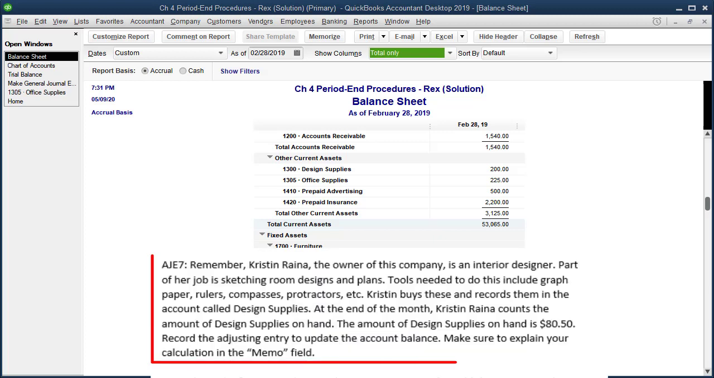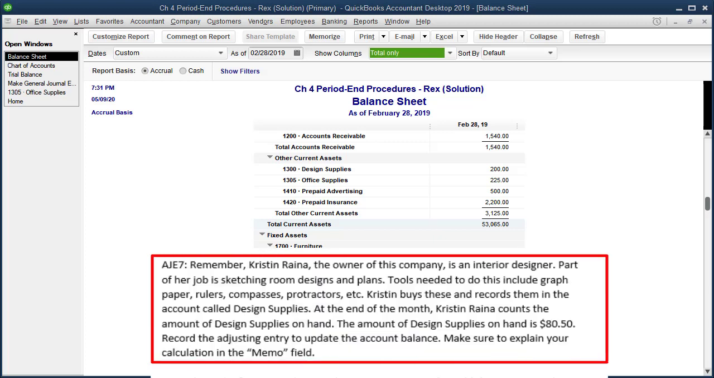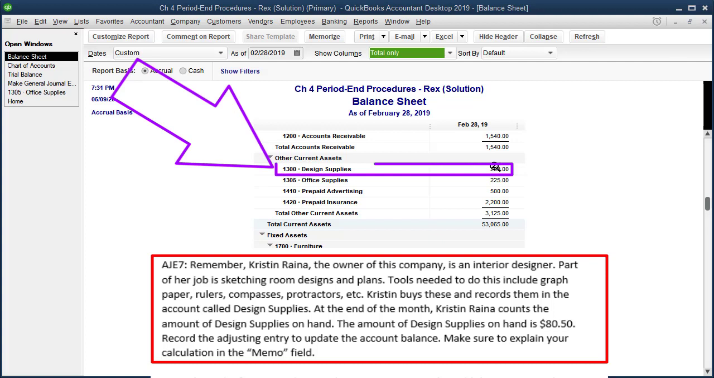Our next and last adjusting journal entry, number 7, says, remember, Kristen Reyna, the owner of this company, is an interior designer. Part of her job is sketching room designs and plans. Tools needed to do this include graph paper, rulers, compasses, protractors, etc. Kristen buys these and records them in the account called design supplies. So notice on our balance sheet, our design supplies is $200.